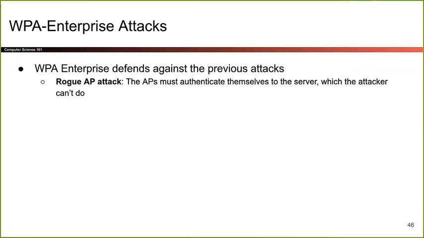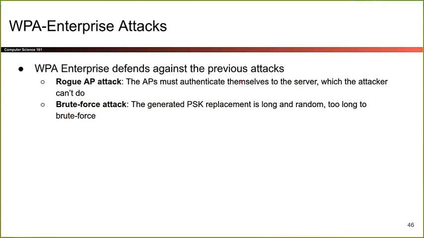So let's see. Well, if I want to be a rogue AP, that doesn't work because in WPA Enterprise, all the APs must be verified by the server, the secure authenticated server, right? And if you're an attacker, the authentication server will say, wait a minute, you're not a real AP, so I'm not going to give you blue keys. I only give blue keys to real APs, and you're obviously an attacker. So the rogue AP attack no longer works.